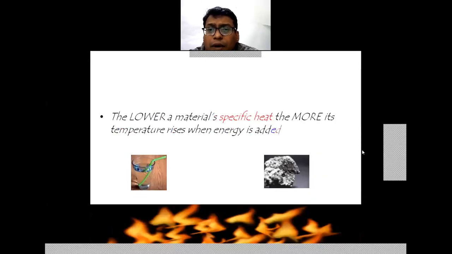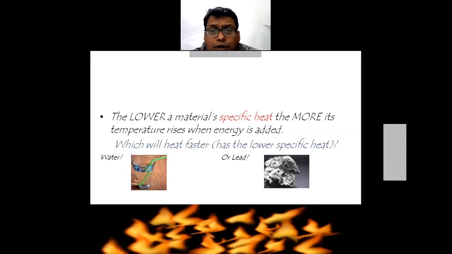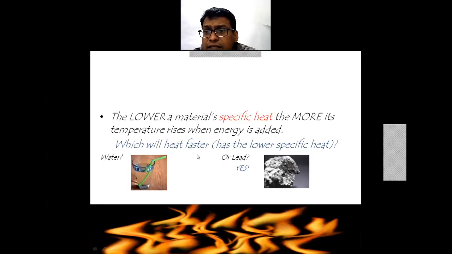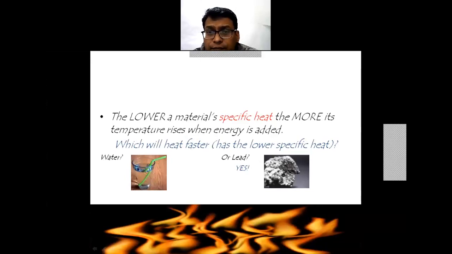The lower a material's specific heat, the more its temperature rises when energy is added. Here, between the water and the lead, which will heat faster and has the lower specific heat? The Cp for water is 4200. However, the Cp for lead is less. So, which will heat faster? The lead will heat faster.